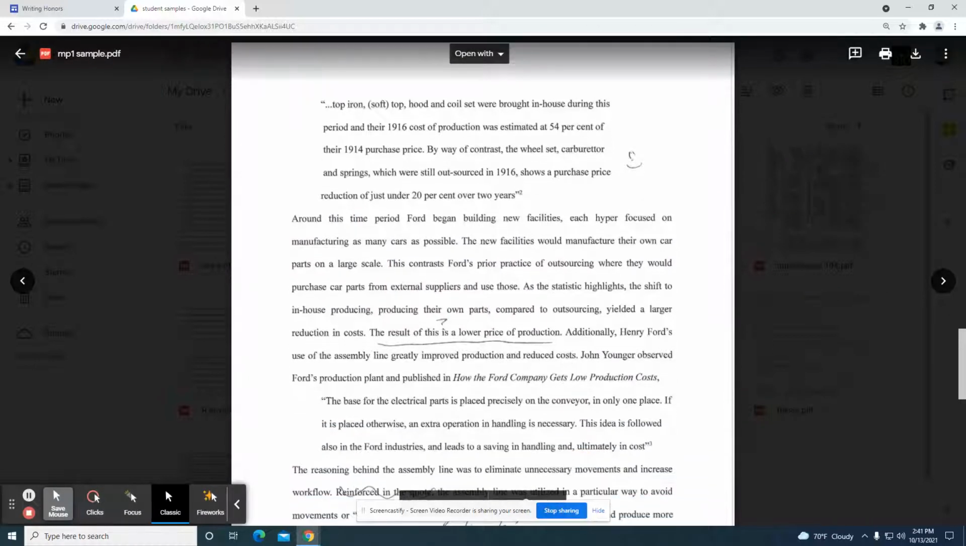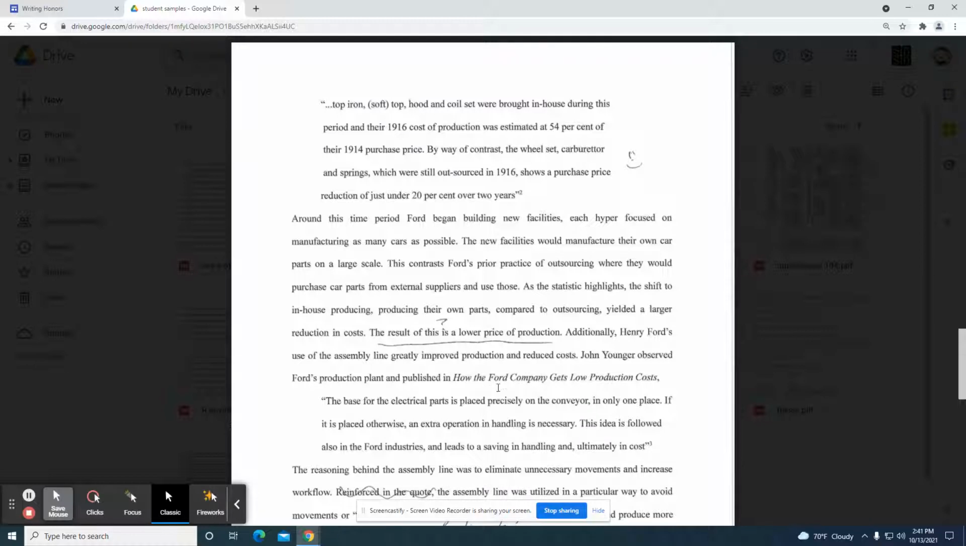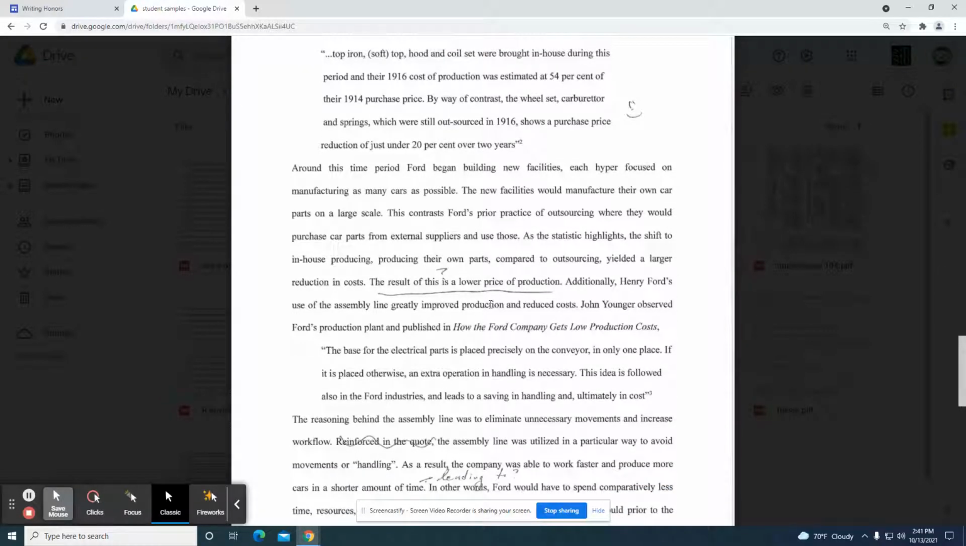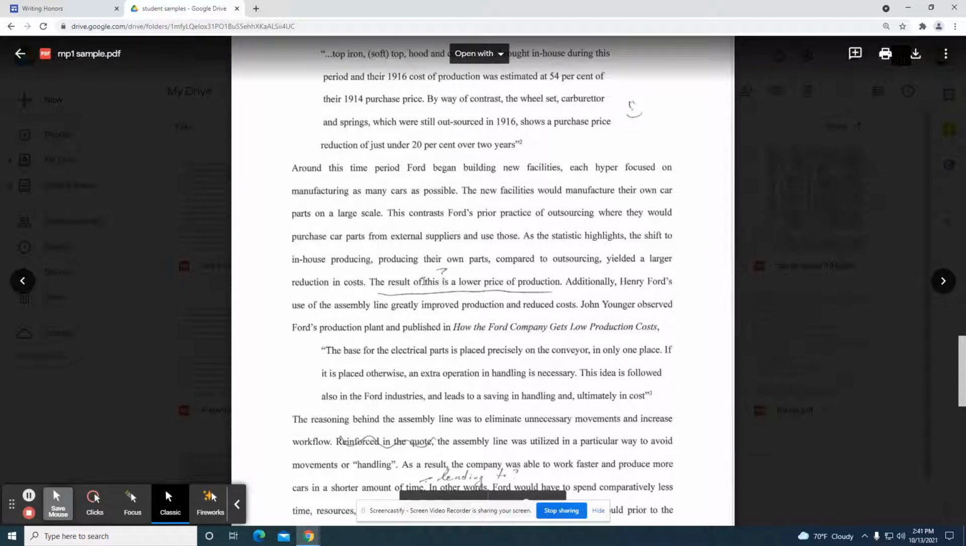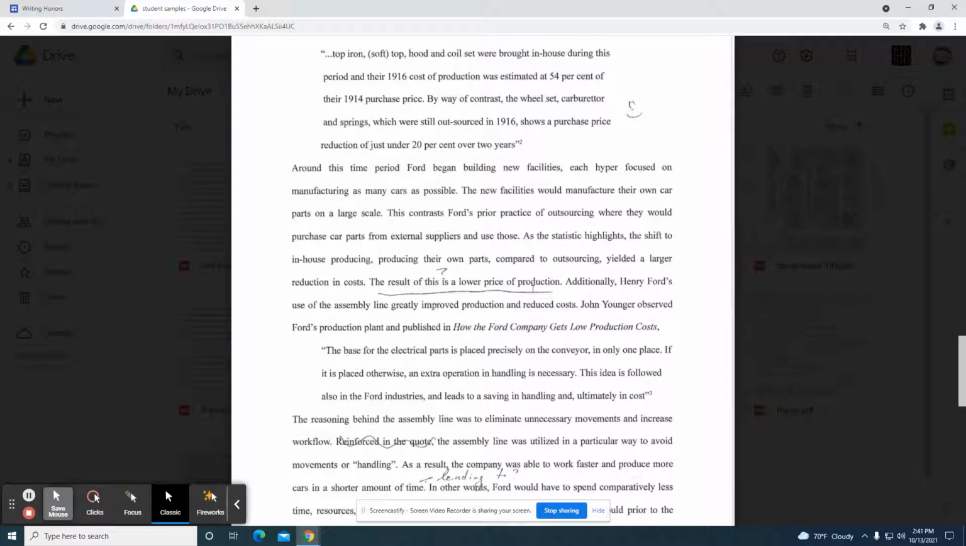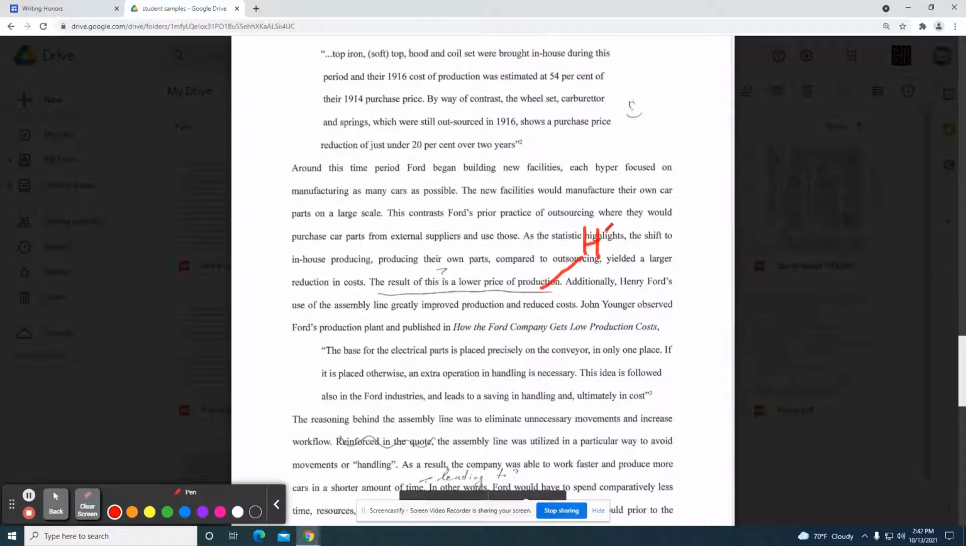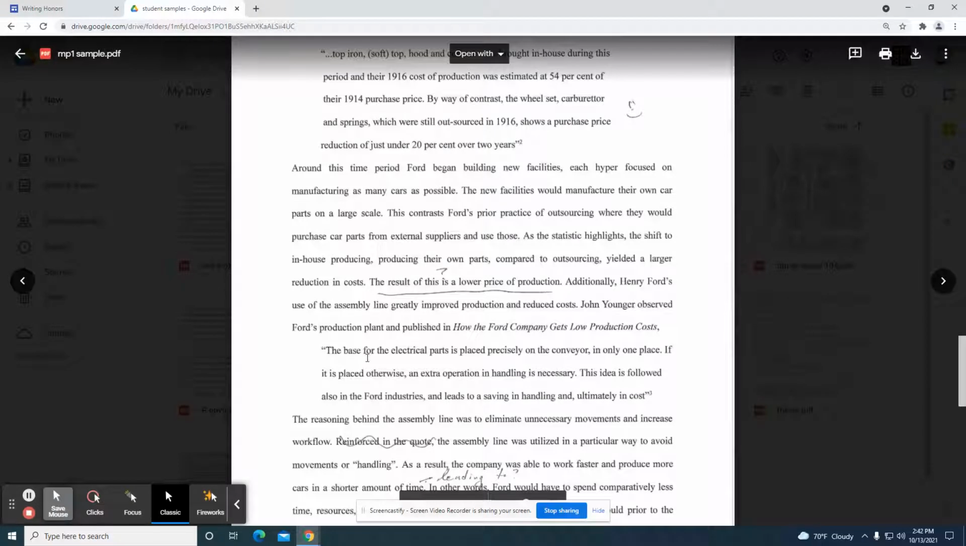As a statistic highlight, the shift to in-house producing their own parts compared to outsourcing yielded a larger reduction in cost. The result of this is a lower price of production. The result of this. So I'm not too fond of the use of the word this. There's a lower price of production. Additionally, Henry Ford's use of the assembly line greatly improved production and reduced costs. So right there, you probably want to think about, okay, well, how? How exactly did that occur? How and why? Let's see where they go, though. Maybe they address this.